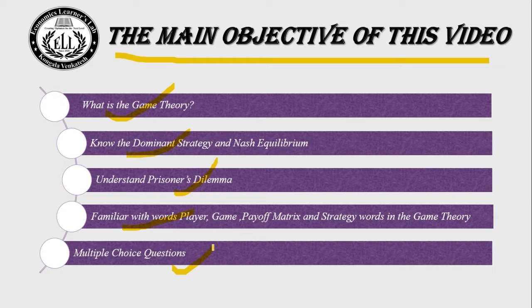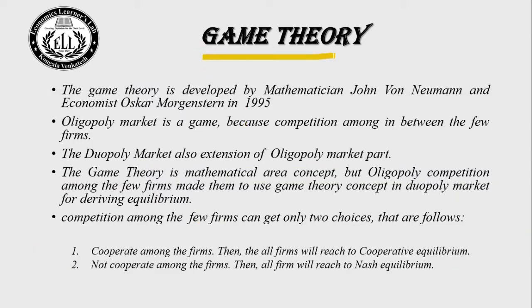Let us see what is game theory. Game theory was developed by mathematician John von Neumann and economist Oscar Morgenstern in 1944. Oligopoly market is a game because it is a competition among a few firms. The duopoly market is also an extension of the oligopoly market. It means the duopoly market is a special case of the oligopoly market.